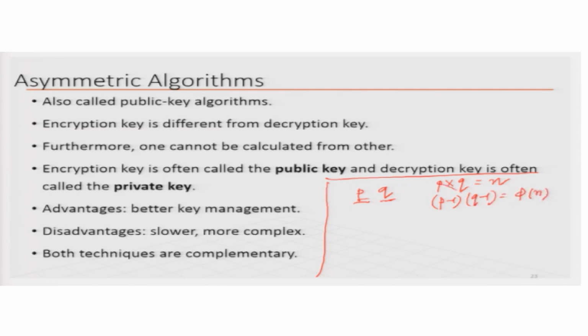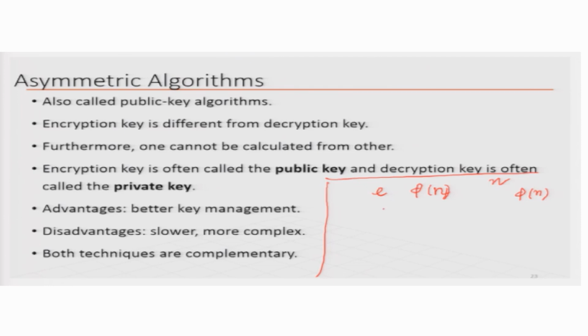and then you forget these numbers. You do not tell anybody, you throw away p and q, and you keep n and phi n. Then you choose a number e which is mutually prime with phi n. Mutually prime means that if you take the GCD of e and phi n, it should be 1. So, they have no common factor.